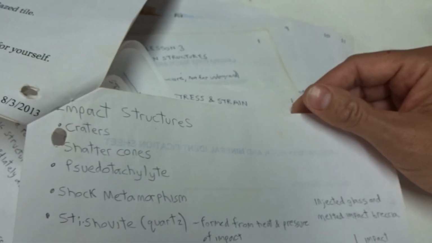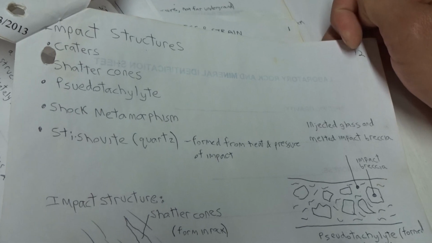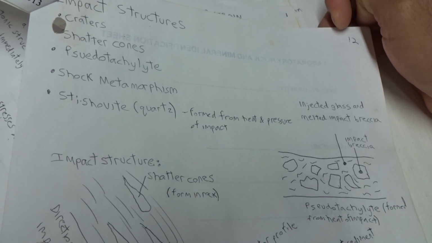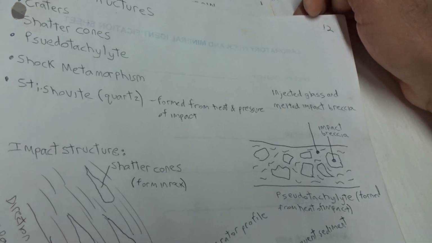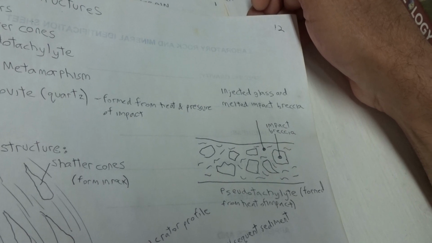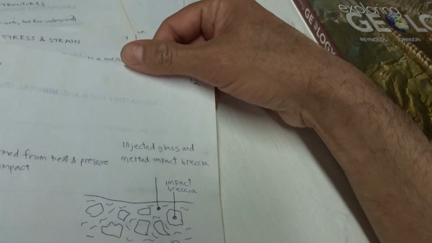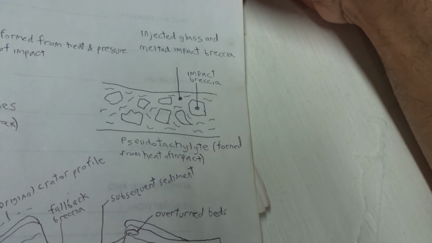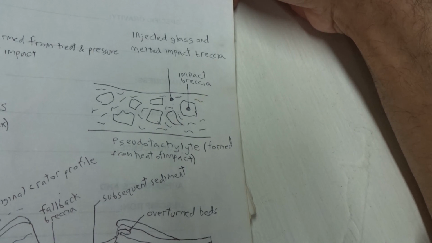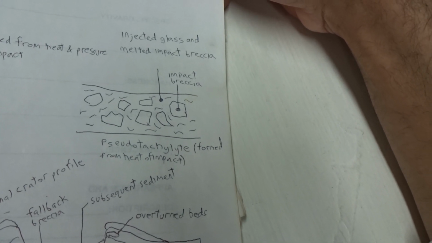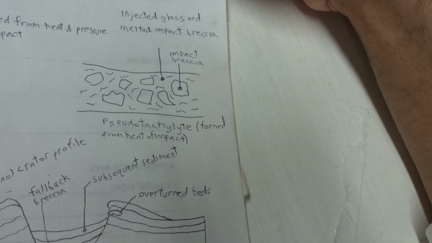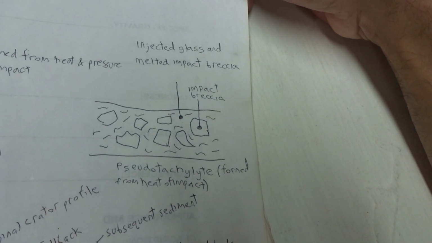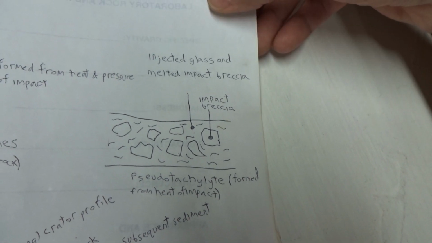Impact structures such as craters, shatter cones, pseudotachylites, and shock metamorphism and stishovite or quartz formed from heat and pressure of impact. Injected glass and melted impact breccia, as when a rock has been exposed to a strong force immediately, a bang. Pseudotachylites are formed from this type of impact.